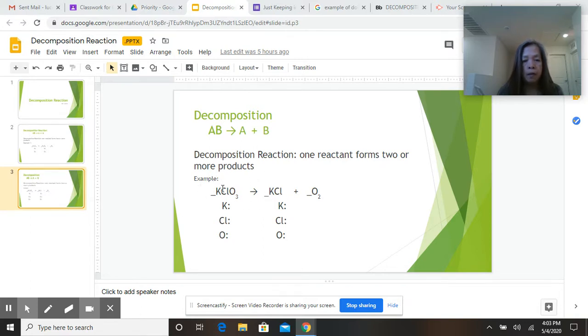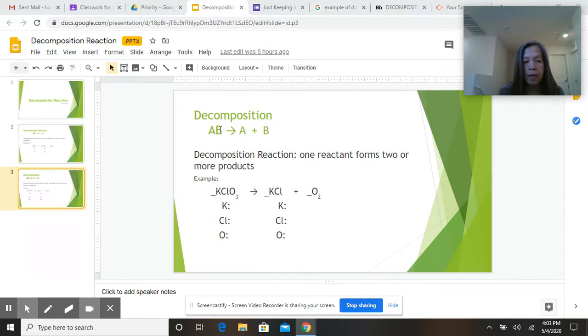Now, to make it clear, a decomposition reaction is going to happen because the reactant, which is the potassium chloride, could absorb energy, and as a result, it will decompose into potassium chloride and oxygen. So we have two products and we have one reactant.